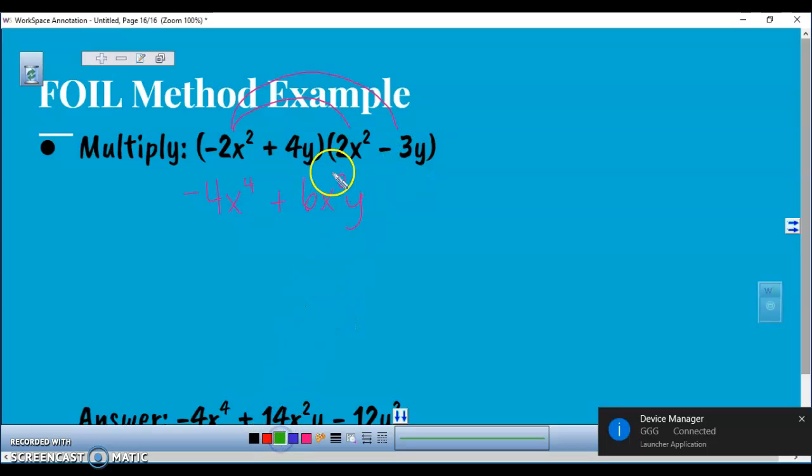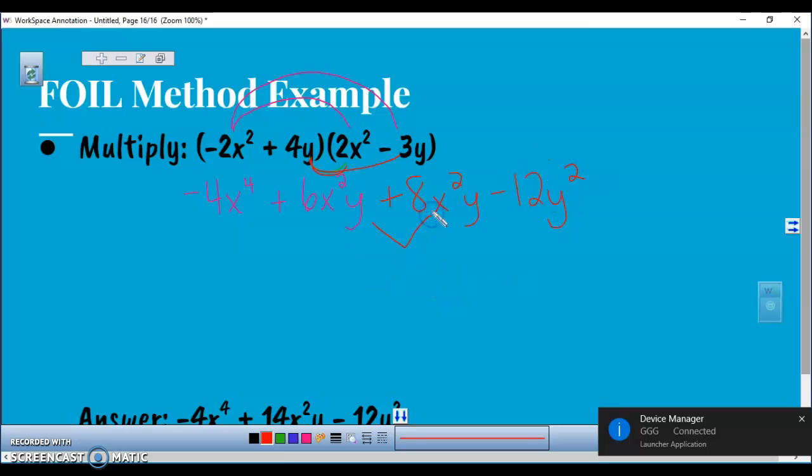Then I would do my inside terms. So that would give me 8x squared y. Remember, I want to keep that alphabetical, even though this is y times x squared. Commutative property of multiplication means I could rearrange those. Then last, 4y times negative 3y would give me negative 12y to the second power.